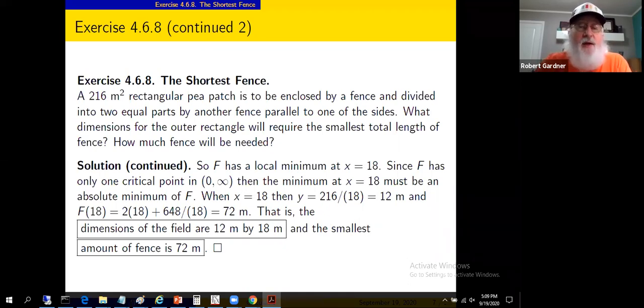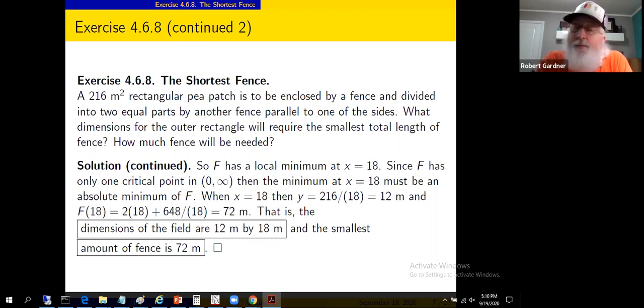And the smallest amount of fencing would be what we get by plugging that critical point 18 into the original function. It was, as given here, f of x was 2x plus 648 over x. It's from above, sorry. I bounce back and forth with the slides. That's what we had. We plug in 18, we'll get 72 meters for the total amount of fencing, and that's what they ask. So we followed the 5 steps.